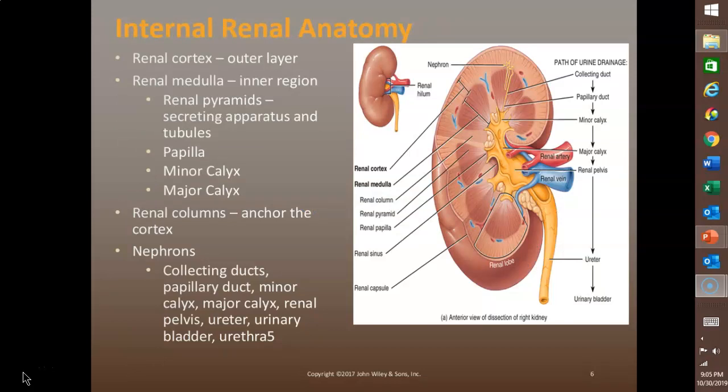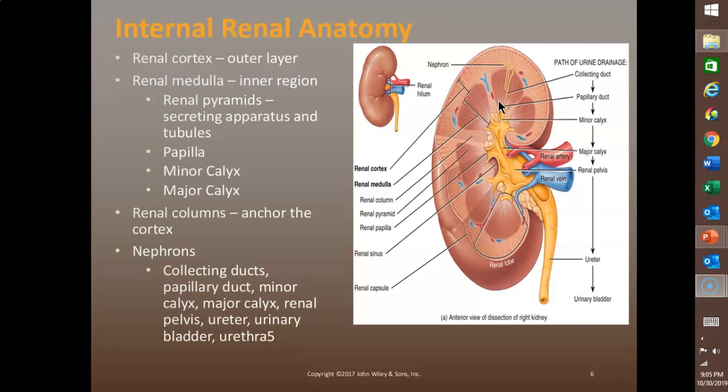The internal kidney anatomy has an outer layer called a cortex and a middle layer called the medulla. So this should look very familiar to you when you learn the brain. The outer part of the brain was the cortex, the inner part was the medulla. So same idea here. So the cortex is this outer layer, and the renal medulla is the innermost layer that you see here.